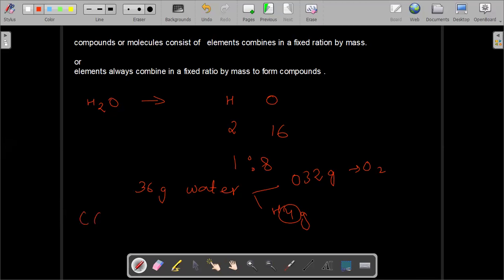Okay, so can you find out the ratio in carbon dioxide? In what ratio are carbon and oxygen combined to form carbon dioxide? Sir, 3:8. Yeah. See, the mass of carbon is 12, so there are 12 grams of carbon and 32 grams of oxygen. The ratio 12:32 becomes 3:8. So in carbon dioxide, carbon and oxygen will always be present in the ratio 3:8. Got it?